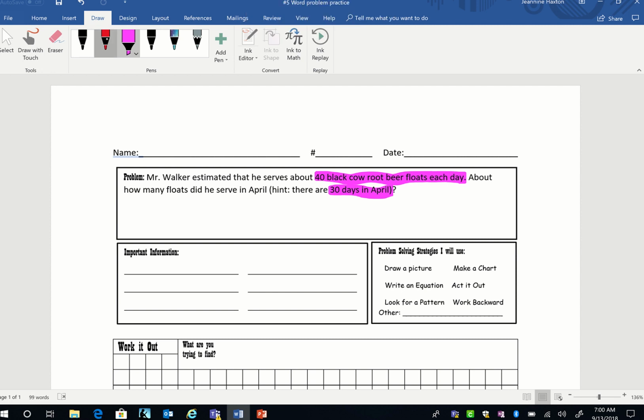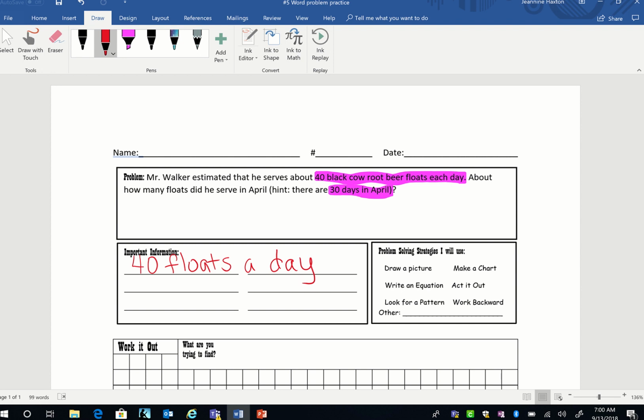So next I'm going to write in my important information: 40 floats a day. I'm writing kind of big, but we don't have a lot of information, so I don't need every line that's there. And you can say Black Cow root beer floats, but they're still just floats, so it's fine if you only write float.